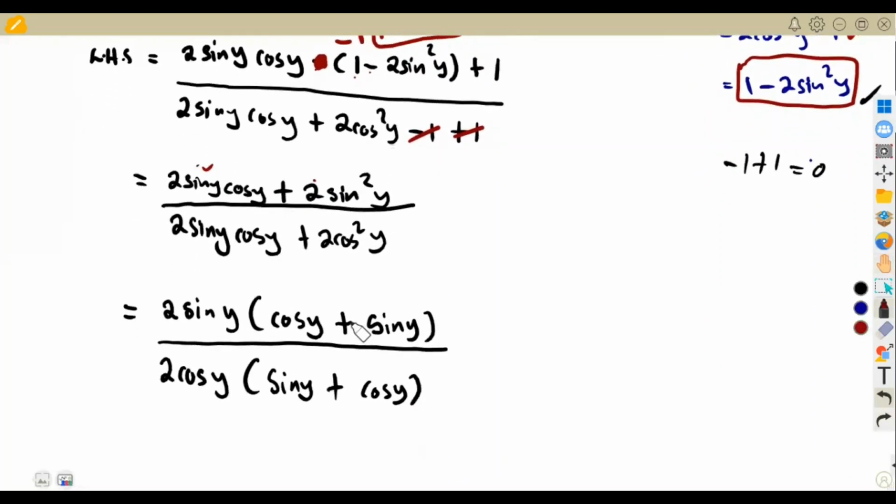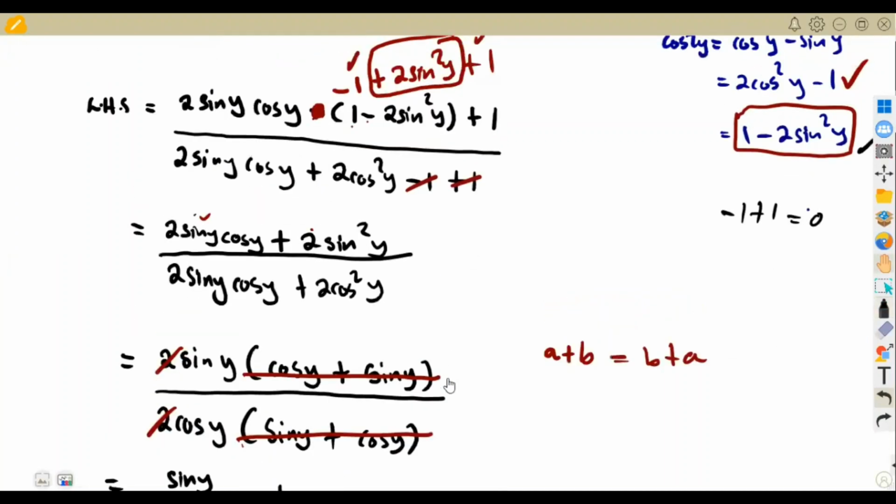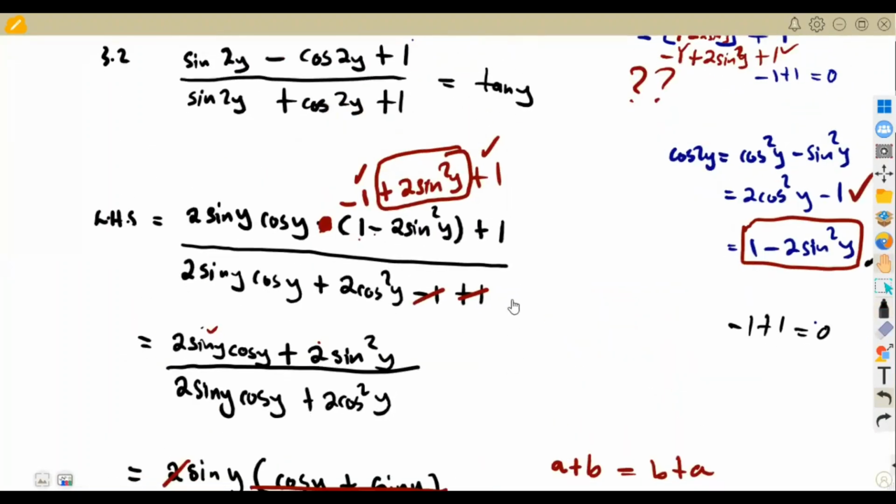And this is a similar term, as we can see. A plus b is the same as b plus a. It's one and the same thing, meaning to say we can cancel this. It's the same as sine y plus cos y. At the end, you can also cancel 2 and 2, meaning to say we are remaining with the sine of y over the cosine of y. Remember, sine over cos is tan. So this is going to be the tan of y. And this is what we have on the right-hand side, that is the tan of y.